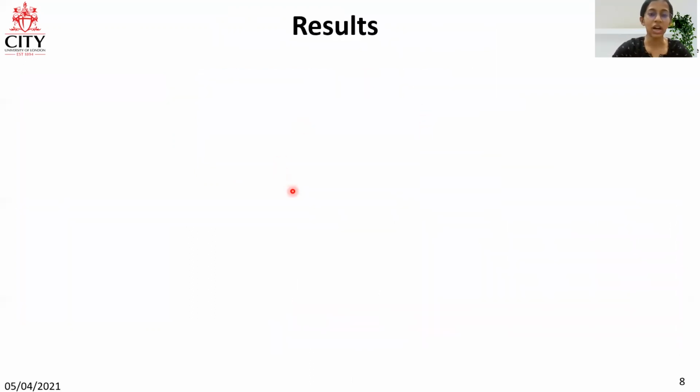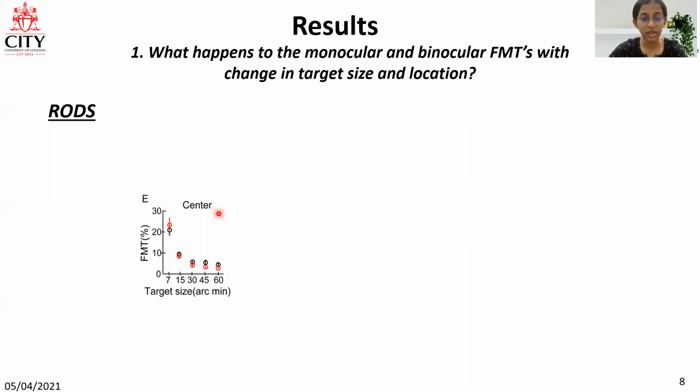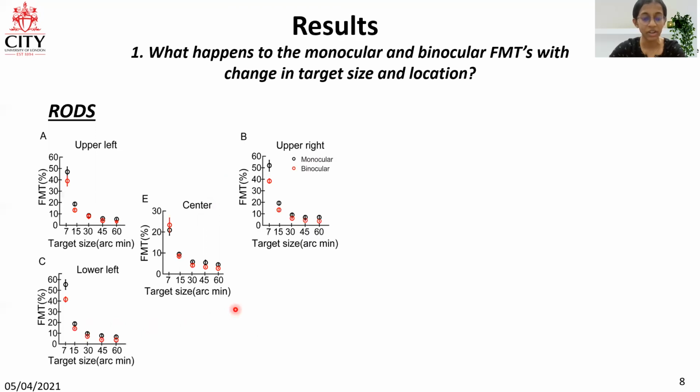So the results that I'm going to show over here are the average results of 13 subjects who were involved, and I will be taking you through the questions that we had and the answers to the questions. So the monocular and binocular FMT change, as you can see over here, has been plotted simulating the location of the target that we had used in the study. The x-axis represents the target size and the y-axis represents the modulation threshold.